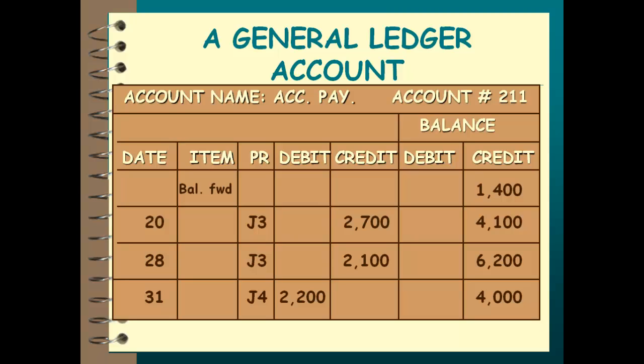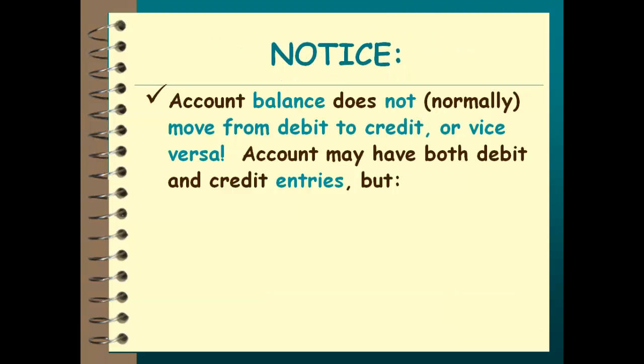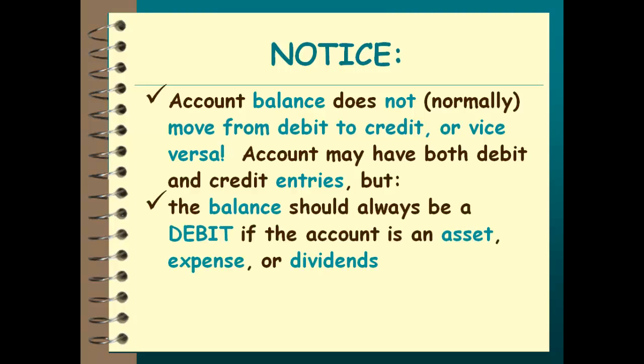It will not in class. If you find yourself with an asset with a credit balance, it's guaranteed wrong. In the real world, could it happen? Well, yeah, it's called an overdrawn account, but it could happen, but it will not in class. So please notice, your account balance does not normally move from debit to credit, vice versa. The account may have debit and credit entries. If the account is an asset, an expense, or dividends, its balance must be a debit. Okay? If it's not, something's wrong.